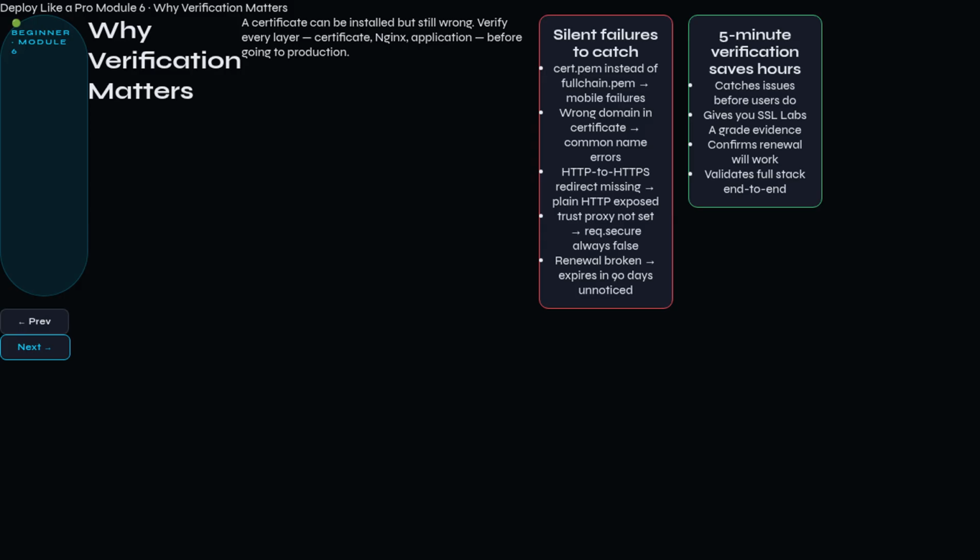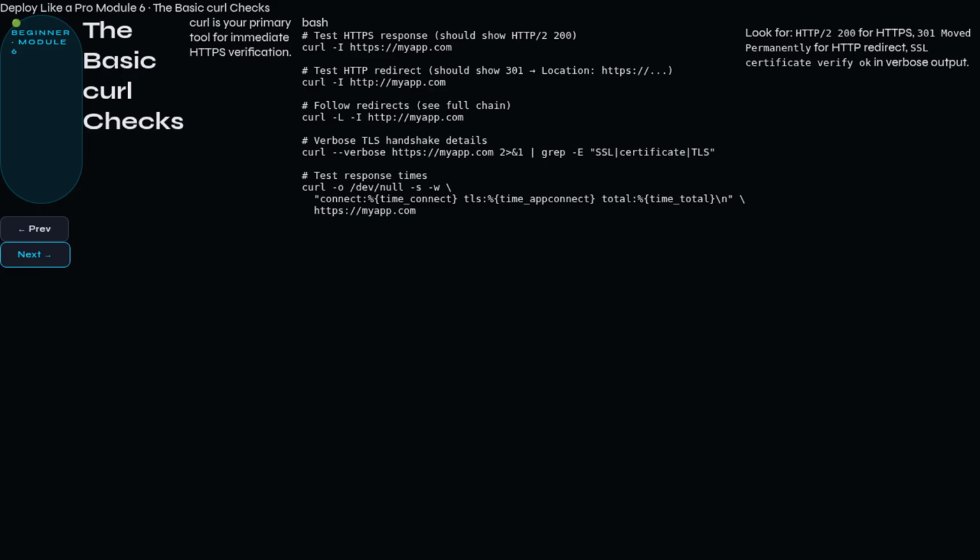setup is correct. curl is your first tool for verifying HTTPS. Several curl flags reveal different aspects of your SSL configuration. Test basic HTTPS response: curl -I https://myapp.com. The -I flag requests only headers. You should see HTTP/2 200 OK, or 200 if HTTP/1.1, at the top, followed by response headers. If you see a certificate error, curl outputs an error message before the headers.